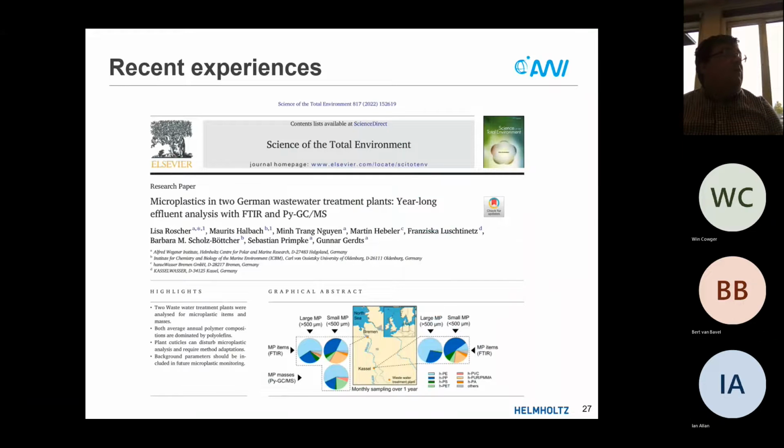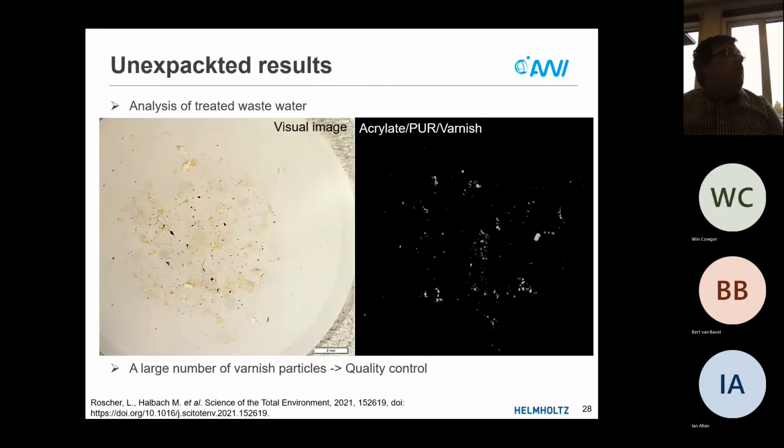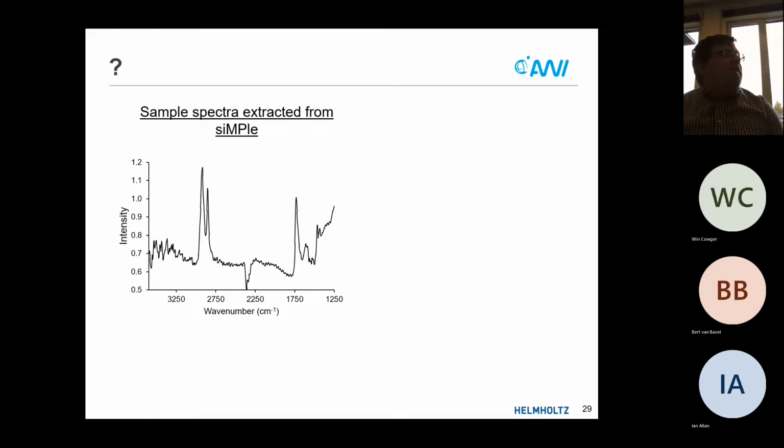What we experienced by using siMPle a lot, you see here one example for wastewater treatment plants, which were investigated with FTIR, and the other half of the sample for a series also with Py-GC/MS. We found strange results. So we got a lot of small particles, but on the visual image, we have seen larger ones in these places. So we spent a lot of time with quality control. So, this looks more or less good like a polymer, but we were sure that something is weird here.